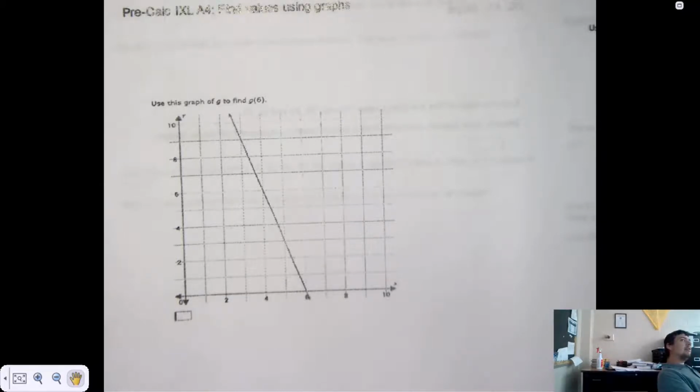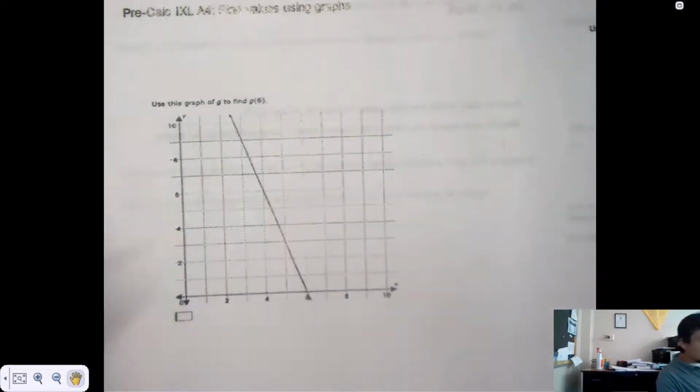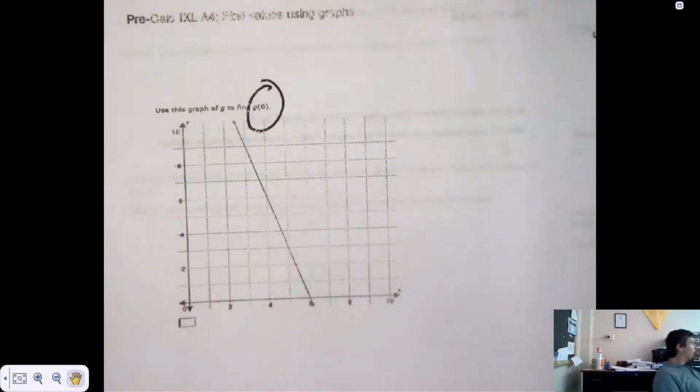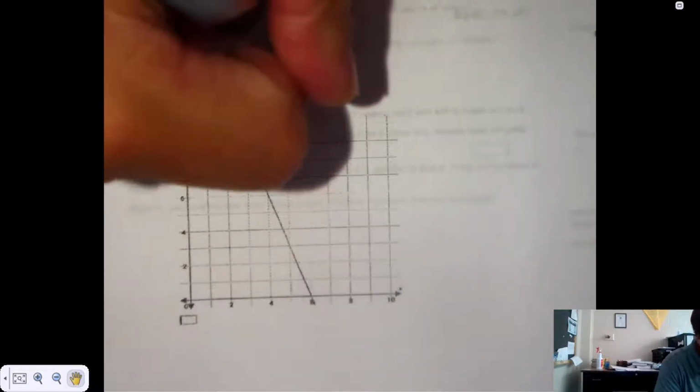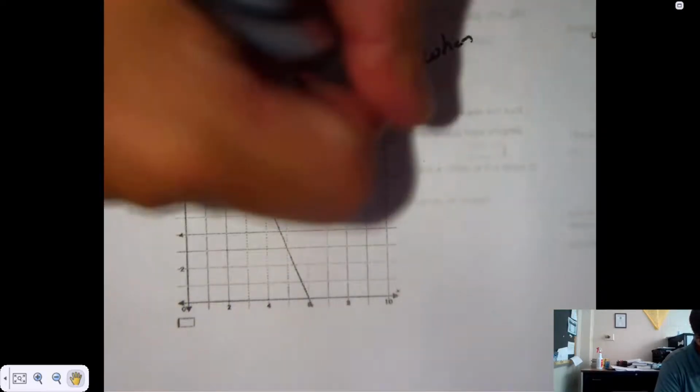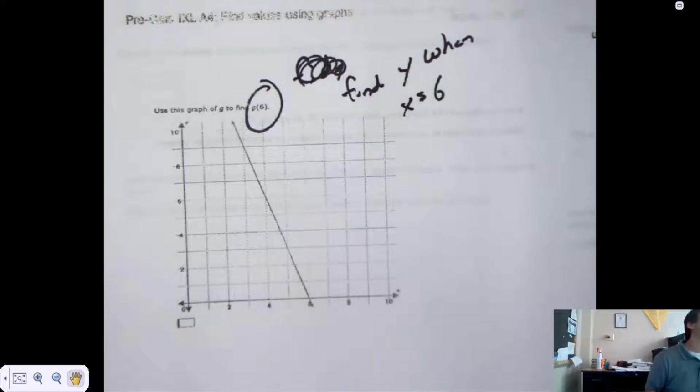Like this one says, use the graph of g, which is the function itself, to find g of 6. Now, do you know what this is actually asking? What's that mean to find g of 6? 6 plugged into the equation. You're plugging in an x value, and if you plug in an x value, what comes back? A y. That's all this means. Find y when x equals 6. That's function notation.